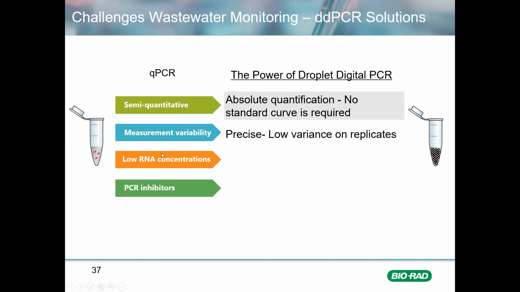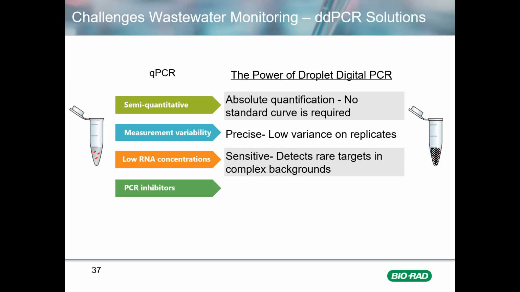Which also brings me to talking about low viral concentration for SARS-CoV-2. These groups are often working right down around the limit of detection, where qPCR often struggles with variability and sensitivity. ddPCR, however, is extremely precise, with very low variation between replicates, and is very accurate even down near the limit of detection. So very high precision and sensitivity compared to qPCR.